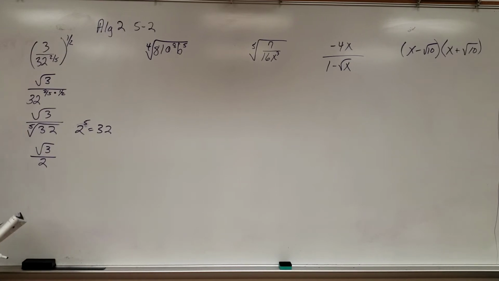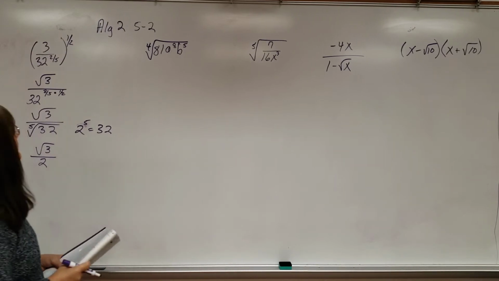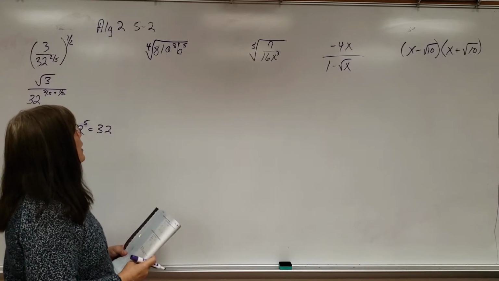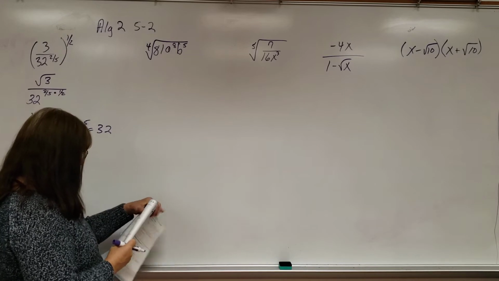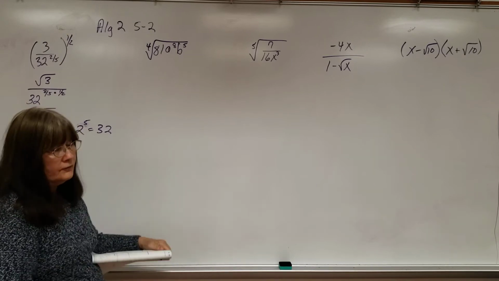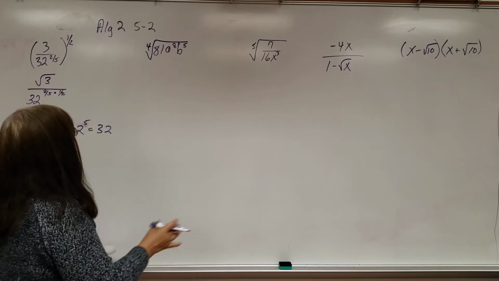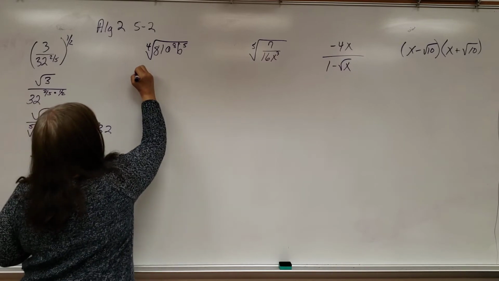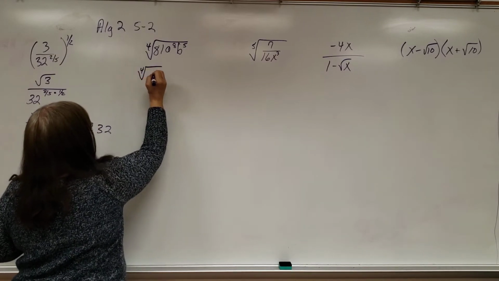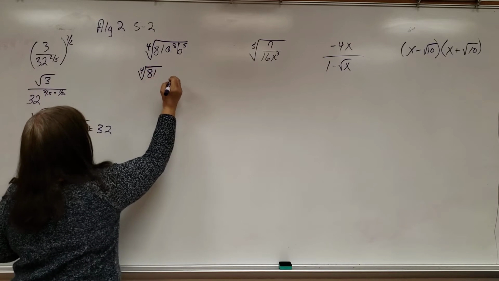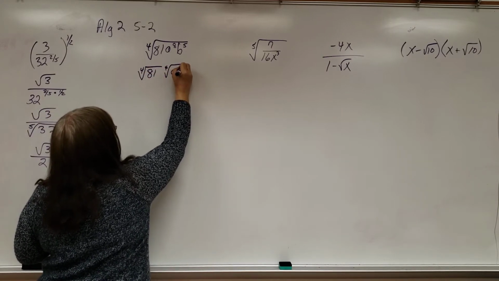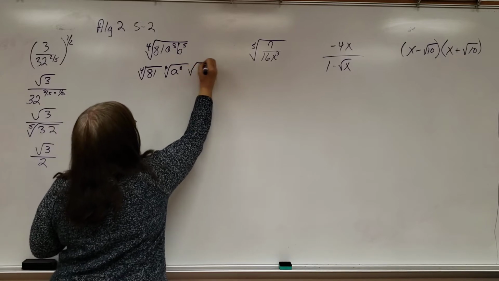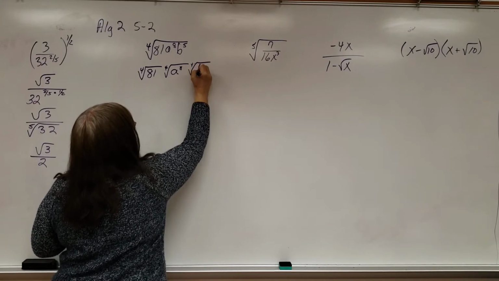Pretty easy. Now, they get a little more complicated as we go along. All right, here you can, if you would like, which is what I did, there's all different types of ways you can do this, but what I did was I separated this out. So I had the 4th root of 81, the 4th root of a to the 8th, and the 4th root of b to the 5th.